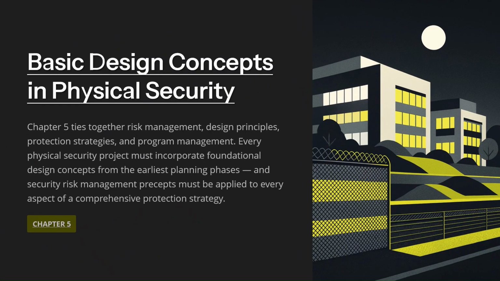This chapter introduces the core principles that underpin effective physical security design. Physical security is not just about installing guards, cameras, or barriers. It is about integrating people, processes, and technology into a cohesive system. Every design decision must align with the organization's risk profile and operational needs.